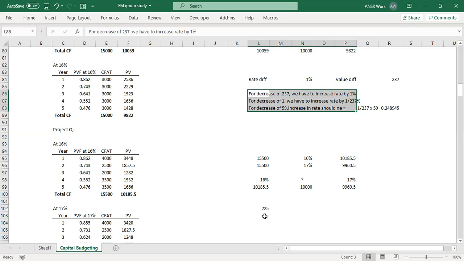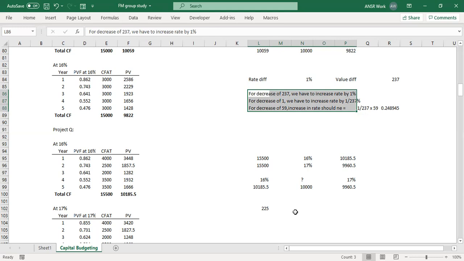We will have to say that for a 1% increase in interest rate, the difference is 225, for a decrease of 225. The difference in interest rate is 1%. Perfect. For a difference of 10,185 minus 10,000, what will be the interest? That is absolutely perfect. What should be the calculation?